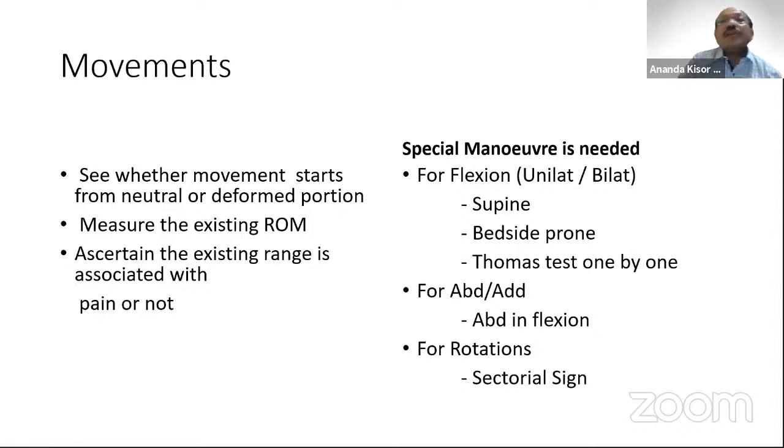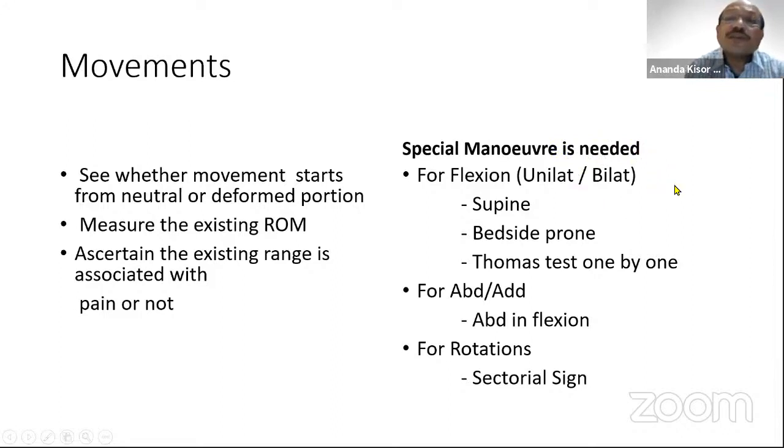We bring the limb outside the edge of the bed. If it is due to a hip problem, the deformity will persist. Whereas if it is due to a knee problem, the hip is absolutely normal, and the thigh will immediately touch the side of the bed. So it is very important. This is the bedside Thomas test.